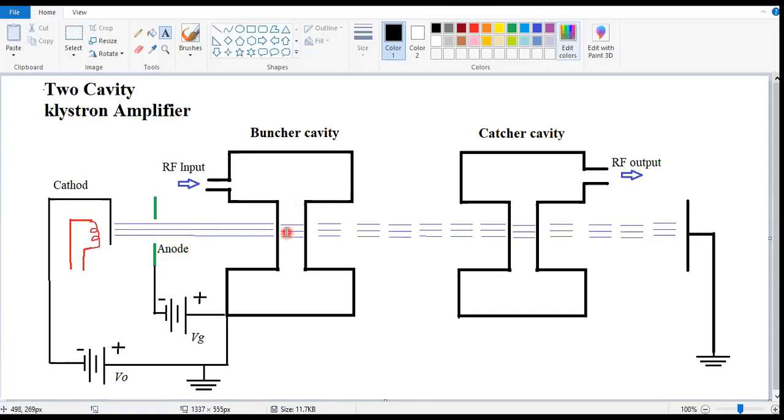Now these cavities are named: this entire structure is the Buncher cavity, and this entire structure is known as the Catcher cavity. This is the concept diagram. This is not the actual diagram. You can say this is the block diagram, showing how it works.